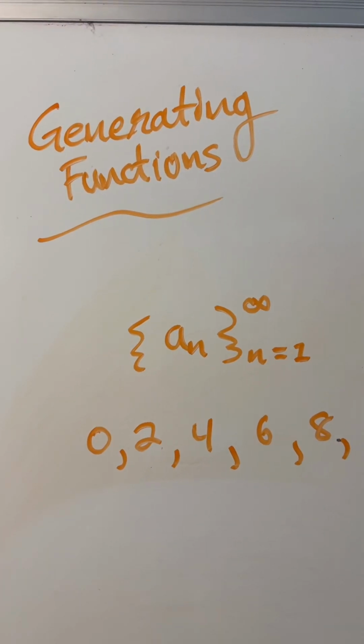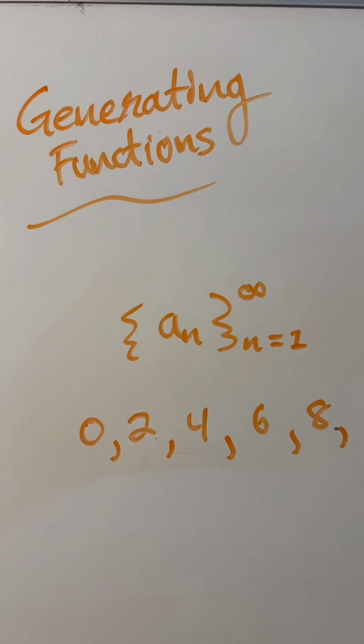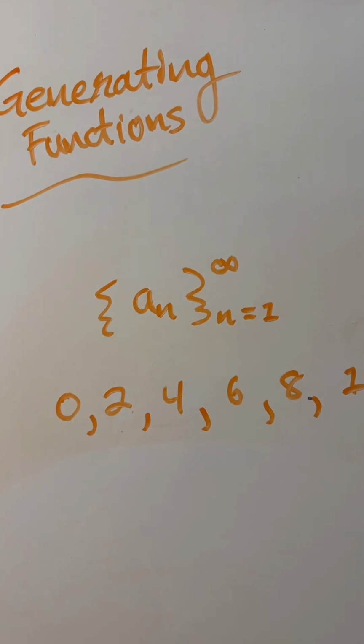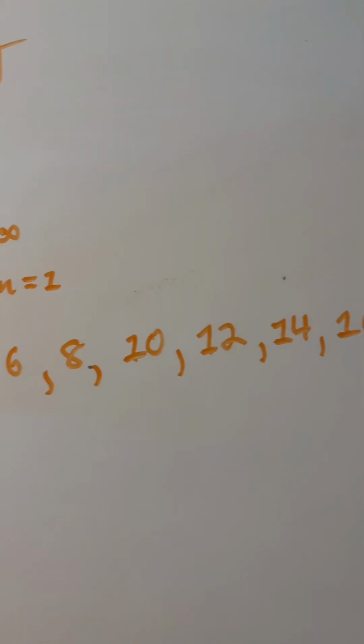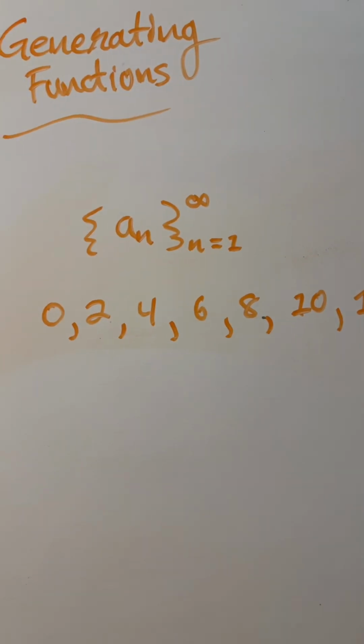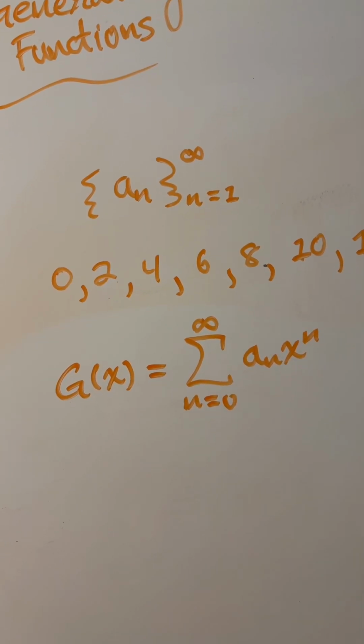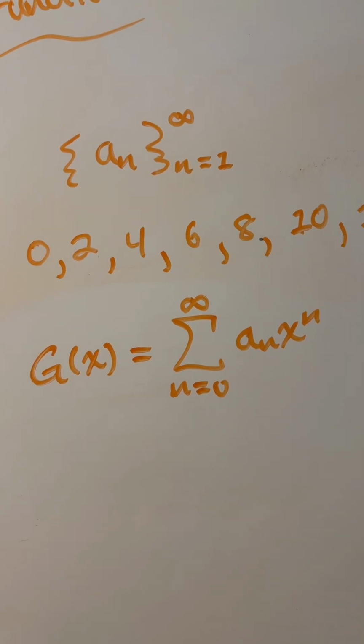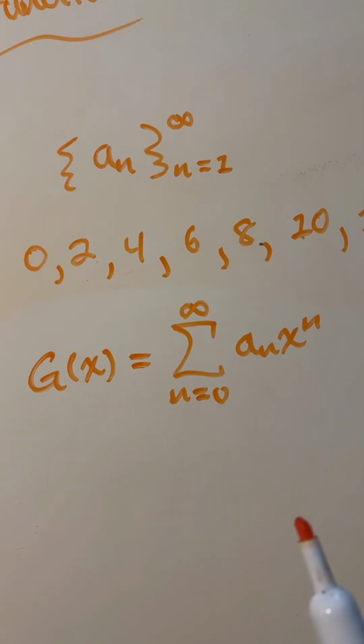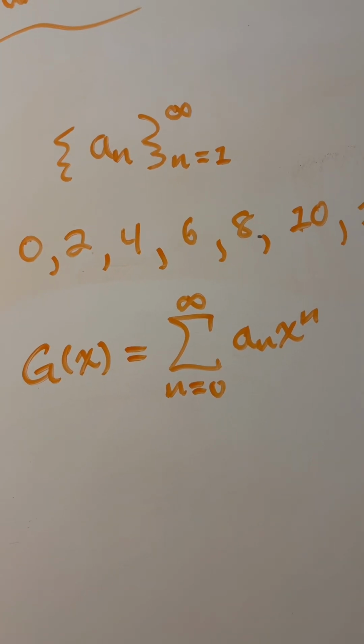Let me show you a mathematical magic trick. Consider some sequence of numbers a sub n. So a sequence of numbers could be 0, 2, 4, 6, 8, 10, 12, 14, and so on, right? The even positive numbers. Then the generating function for that sequence is given by the power series where the coefficient of x to the n is the nth element of your sequence, a sub n.